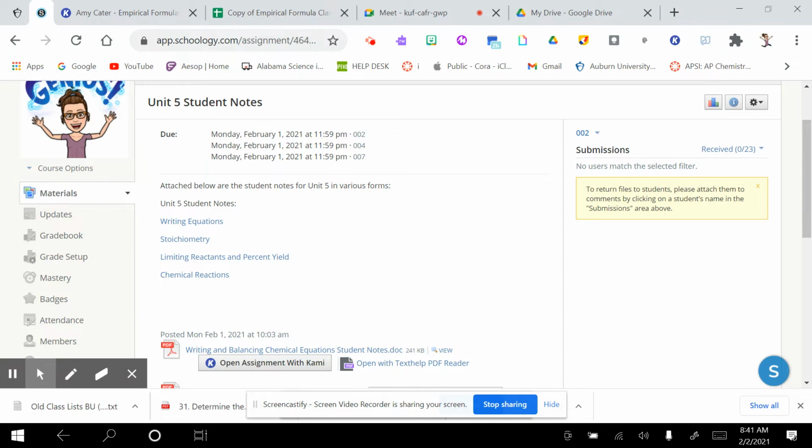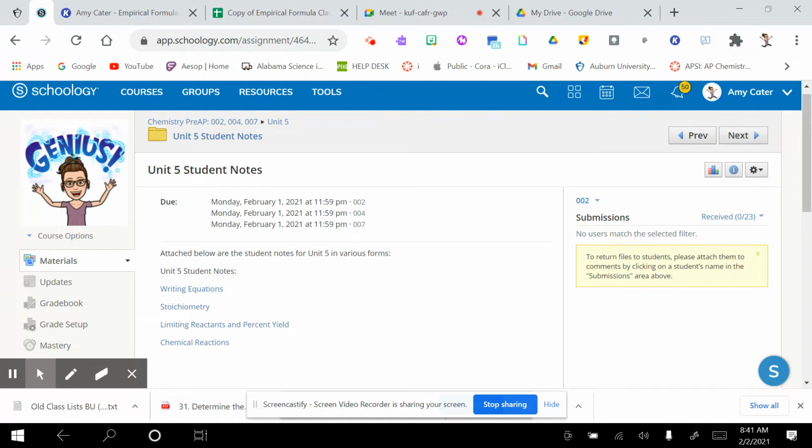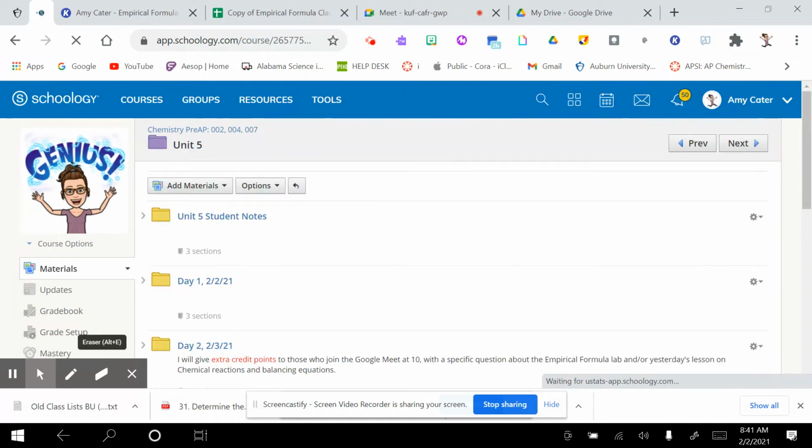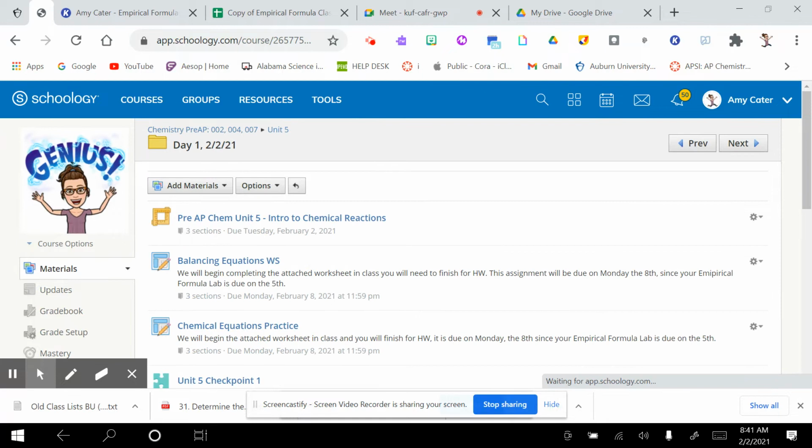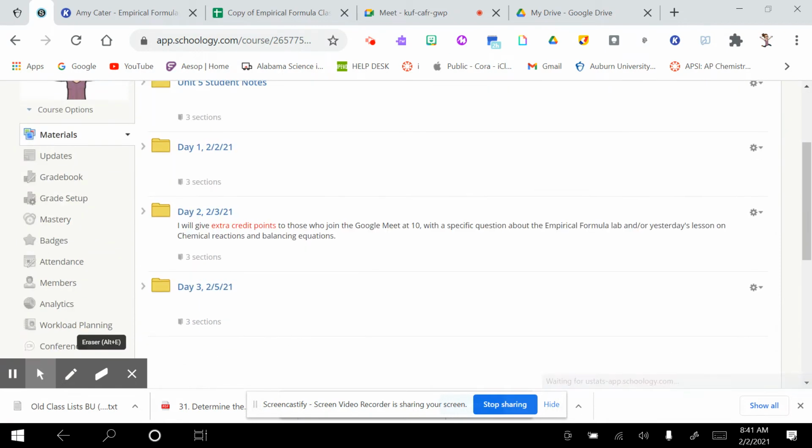All right? Especially while you're doing the EdPuzzles, I would make sure I had my notes on a split screen. EdPuzzle here, notes here. Okay? All right, so here's today, day 1. Oh, before we get to day 1, let's look back here. Look at tomorrow. I will give extra credit points to those who join the Google Meet at 10 with a specific question about the Empirical Formula Lab, yesterday's lesson, or the test, or whatever.